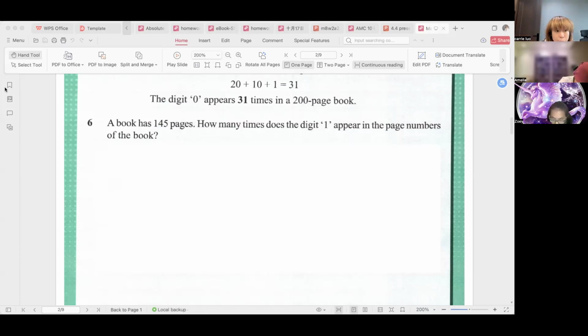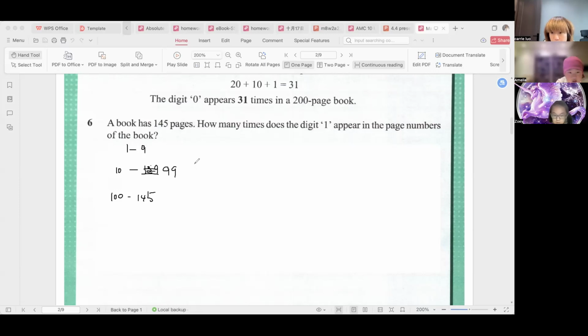Still, okay, we put them into separate pages. So 1 to 9, right? How many ones are there? And 10 to 99. And 100 to 149. For 1 to 9, it's 1, and 10 to 99, it's 9, and 100 to 149.